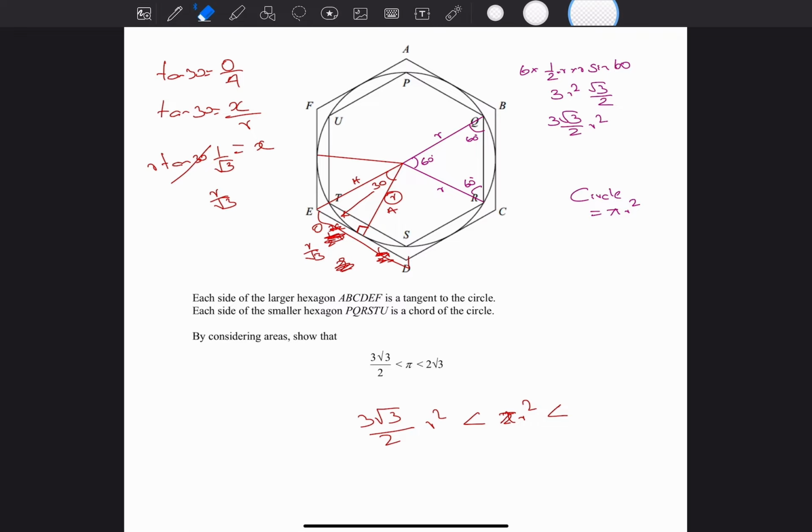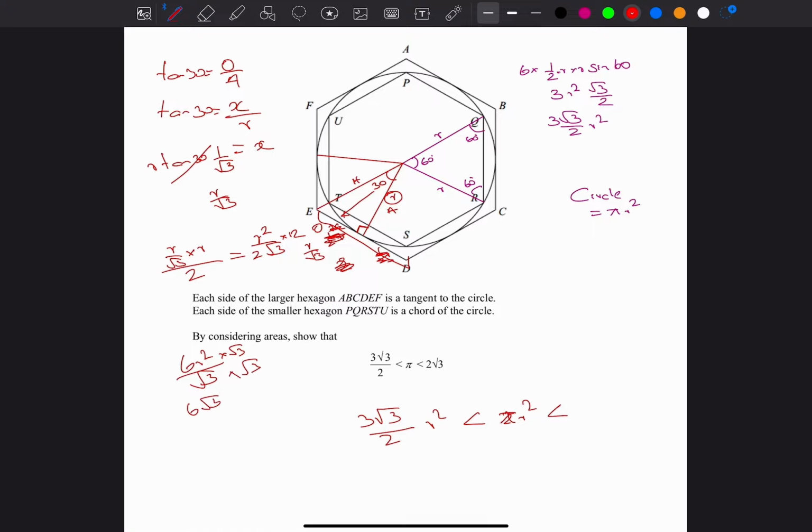We'll do with this. What is the area of that triangle? r over root 3 times r divided by 2 gives you r squared over 2 root 3. But you're multiplying this by how many of them? There are 12 of them, so times it by 12. That gives you 6 r squared over root 3. Times it by root 3 over root 3 to rationalize it: 6 root 3 r squared over 3, which makes it 2 root 3 r squared. From everything, r squared is cancelled, so you end up with that.